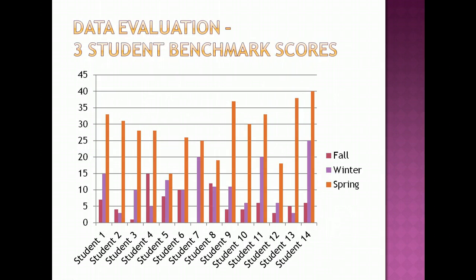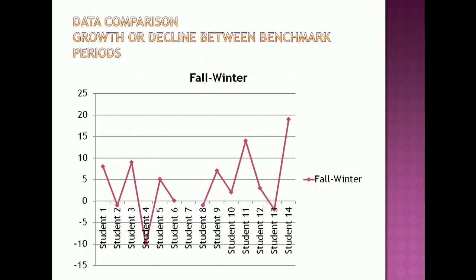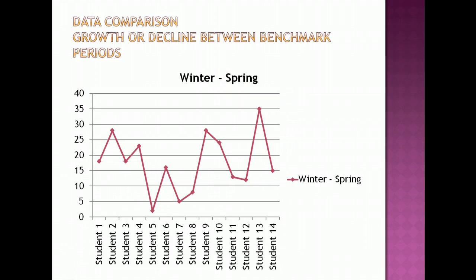Here's one of the tables that I created. This was created in Excel. These are the student benchmark scores, just a quick comparison of all the students and where they landed for the fall, winter, and spring benchmarks. Here was one of the plots that I created just to measure how many points of growth or decline they had in between their fall and winter. You'll notice student 7 did not have one data point, so I was unable to plot that. Here's the winter spring. How many points did they grow between their last benchmark?